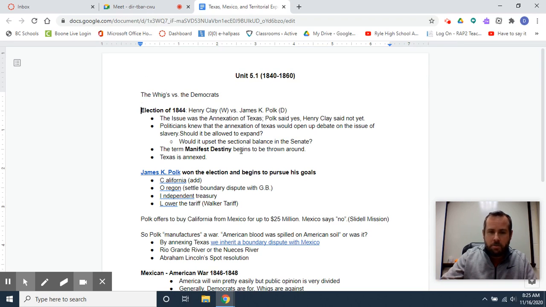The only other thing that I've put in these notes is this idea of the sectional balance. And remember, we talked about that with the Missouri Compromise. It was very important in terms of policy making that no one side of the argument got too strong in the Senate. Every state gets 2 senators. And so they wanted the free states and the slave states to be in balance. And there was concern with Texas that it would begin to tip the scale towards the slave states.